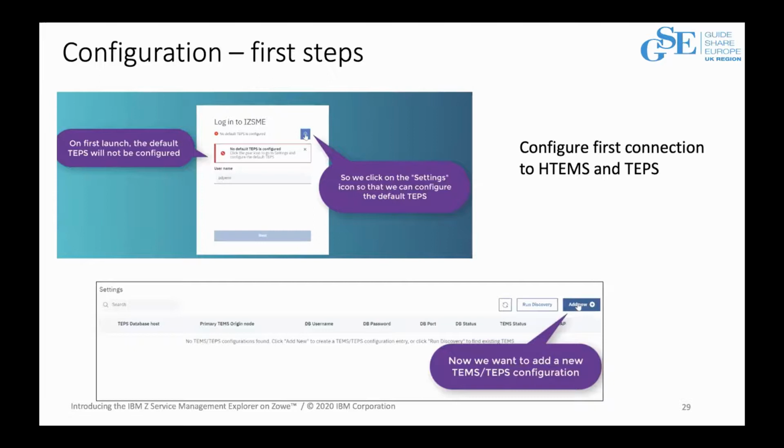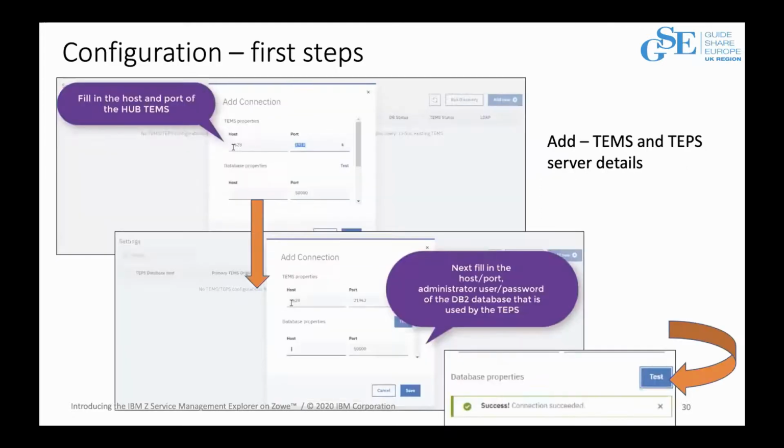So you launch that. And then because it's the first time you've installed IZSME, you need to configure the TEPS connection. So you click on the settings icon, and in there you say, right, I want to add new. So you point to the hub TEMS, you give the port details, and then you scroll down and enter the TEPS details. And this is the TEPS directory, the TEPS server, and also the DB2 instance. Because as I mentioned earlier, IZSME requires access to the TEPS database, so you need to insert the DB2 database details as well.